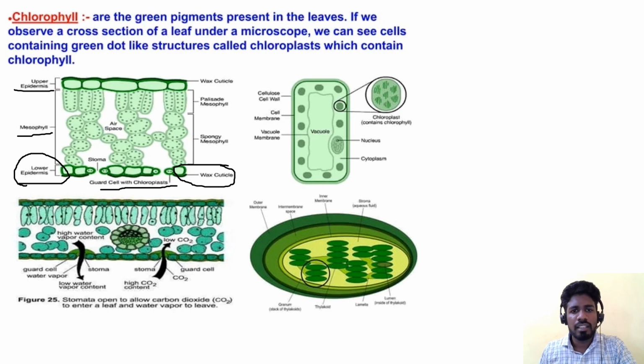This gives the structure of the cell: the cell membrane, the nucleus, and the cytoplasm. The round-like structures are called chloroplasts. The stomata open to allow carbon dioxide to enter the leaf and water vapor to leave the leaf. This is the main process that takes place in the chlorophyll.